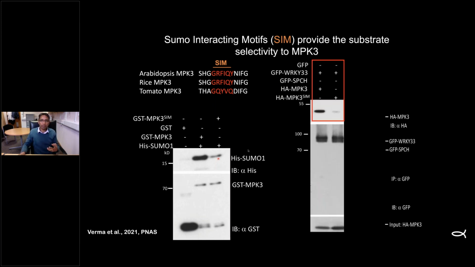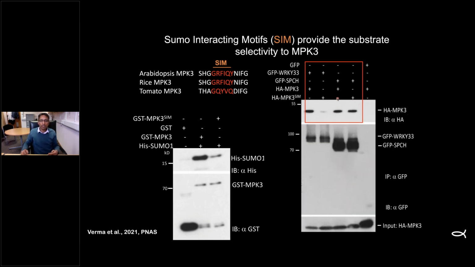We've done the same here, whereby we put in the MPK SIM mutant in an in vivo pull-down assay. All I'd like you to focus on is the GFP-tagged WORKY33 and the HA-tagged MPK3. They bind clearly when you incubate both of them together. And then with the SIM mutant, this interaction of WORKY33 with MPK3 is greatly reduced.